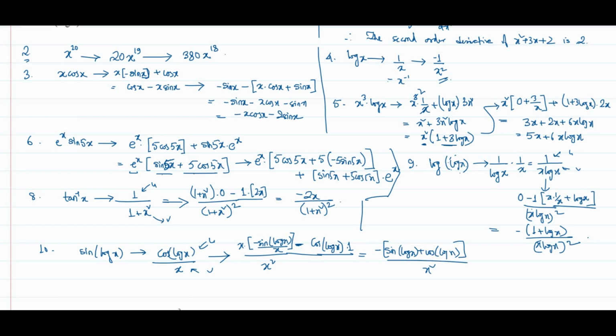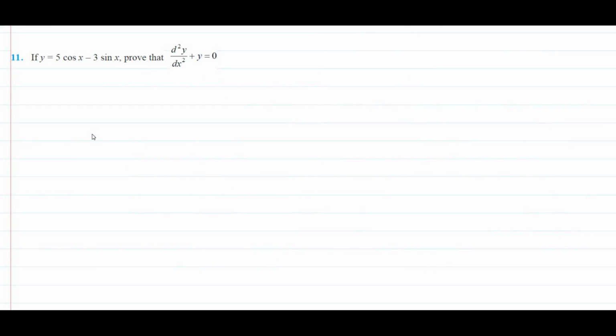Coming to question number 11, we're given if y is equal to 5 cos x minus 3 sin x, prove that d square y by dx square plus y is equal to 0. So this is a very easy question. You don't have to even lift your pen for that, but in your case I am doing this. Given y is equal to 5 cos x minus 3 sin x, let this be equation number 1.